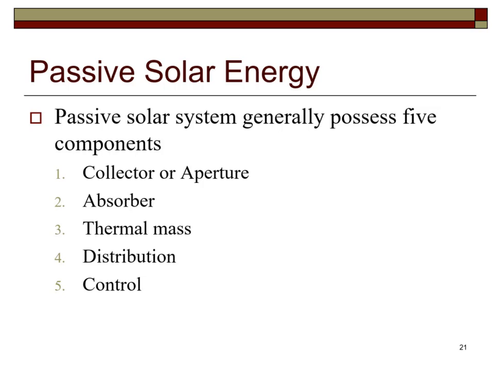Passive solar systems generally possess 5 components: a collector or aperture, an absorber, thermal mass, distribution system, and a control system.